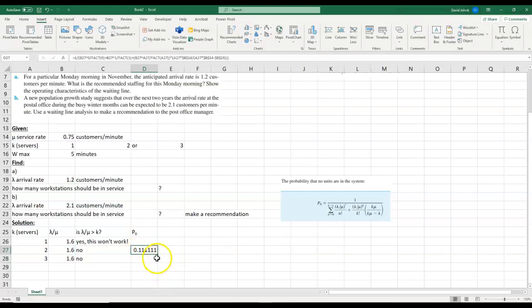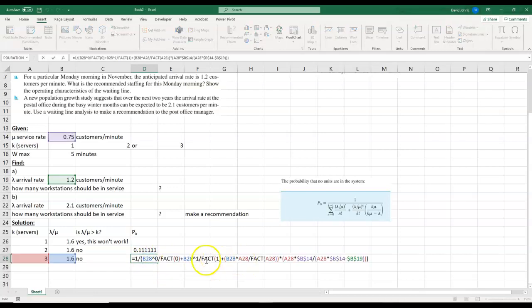And so now I got to go down to the next one. And now I have to add another factorial term because now n went up to 2. So I have to go in here. I'm going to go plus this again to the second power divided by factorial 2.